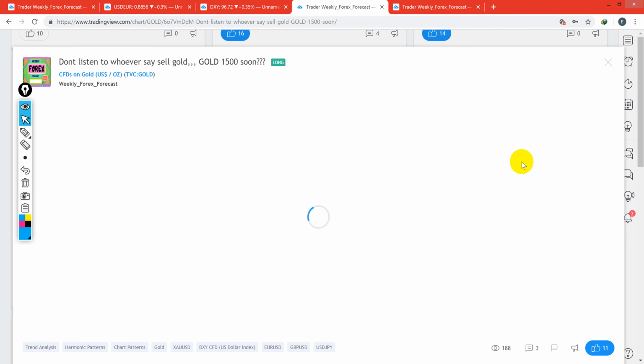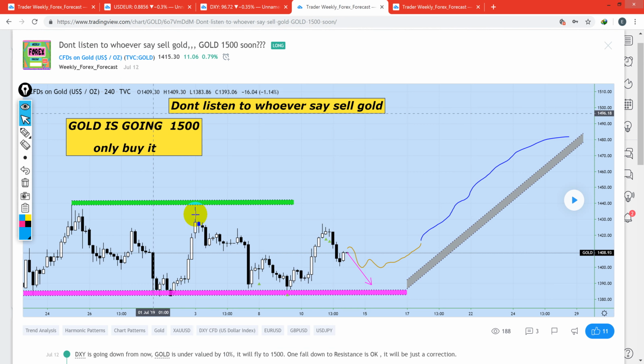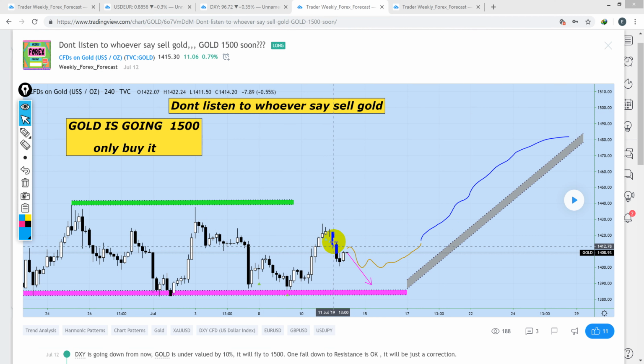Okay, there's one here about the gold. If we forecast the dollar index is going down for sure, then the gold is going up for sure. It's just the opposite. So the gold has been ranging here between 1380 to 1424. Then the gold is just going to break to the top. There is no way to sell the gold. Gold is going to break the top if the USD index is going down. So the gold is only a buy.